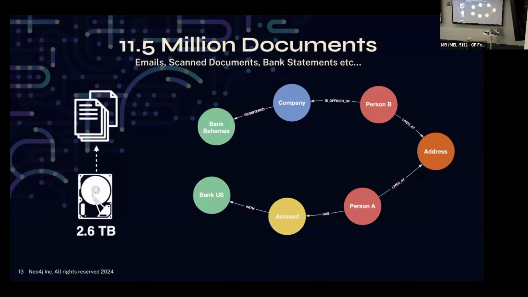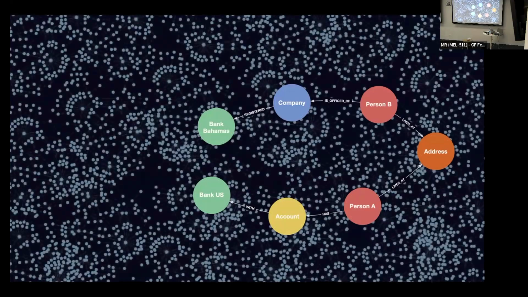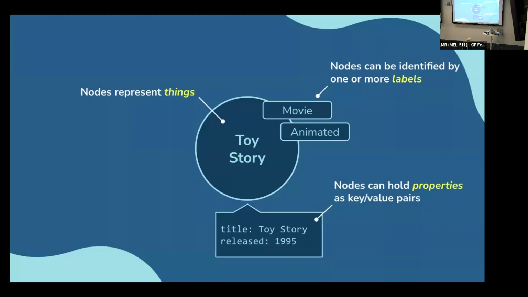Now, they converted these entire 11.5 million documents into a graph structure, and eventually they found the bigger piece of the entire network out there. Okay, so coming back to the fundamentals, this circle is what we call a node.